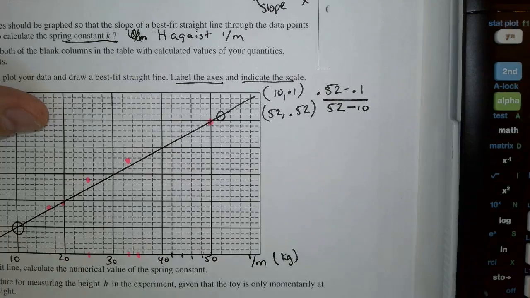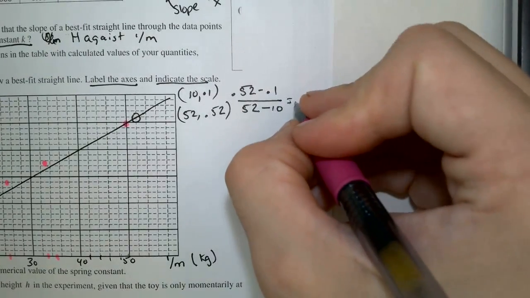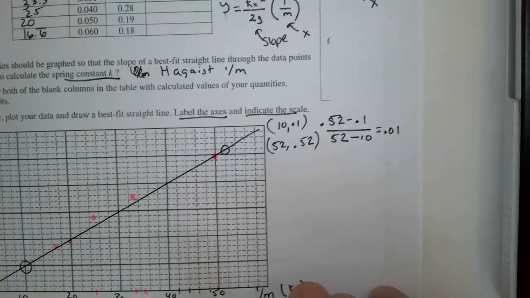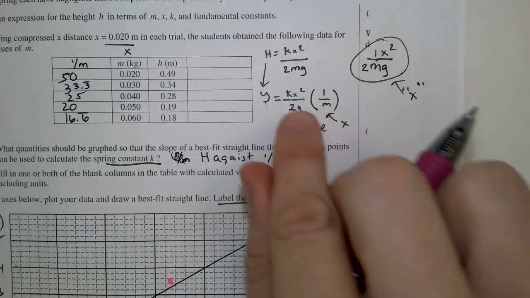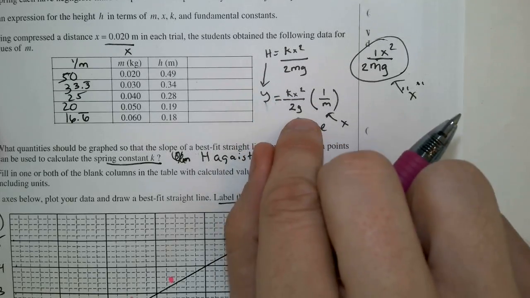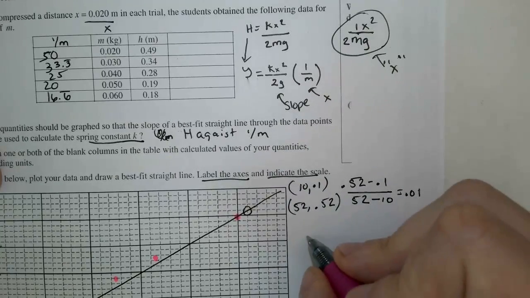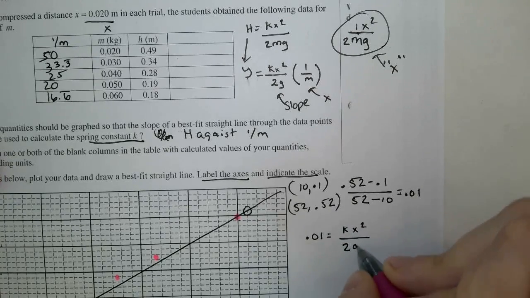I'm going to do that in my calculator. We don't like fractions, so 0.52 minus 0.1 divided by 42. I get a slope of 0.01. That is not my spring constant. Remember, that's just the slope. What did the spring constant, maybe all of the slope, more importantly, equal? Well, look at what we have in our slope. We have k, x squared, 2, and g, because of the way that I decided to do it. So that means 0.01 is equal to k x squared over 2g.